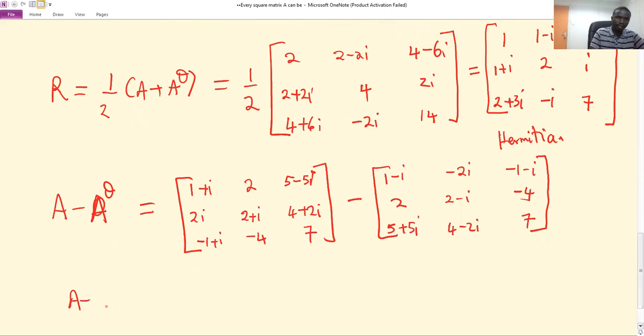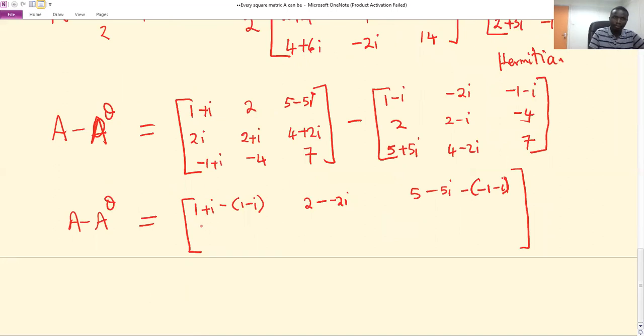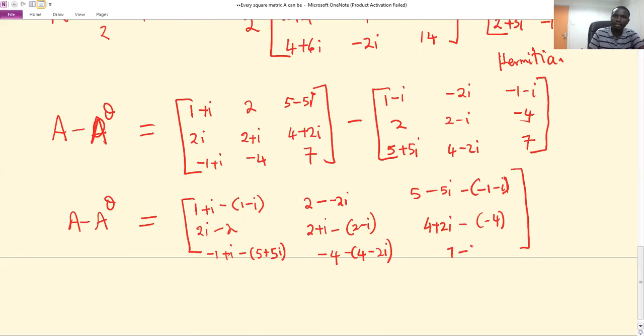So A minus A power theta is 1 plus I minus 1 minus I, 2 minus 2I, 5 minus 5I minus 1 minus I, and then we have 2I minus 2, and then 2 plus I minus 2 minus I, 4 plus 2I minus 4, minus 1 plus I minus 5 minus 5I minus 4 minus 2I, 7 minus 7.